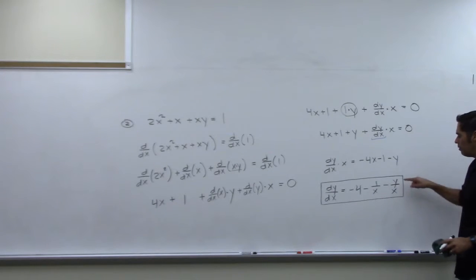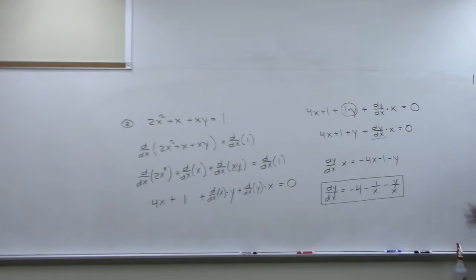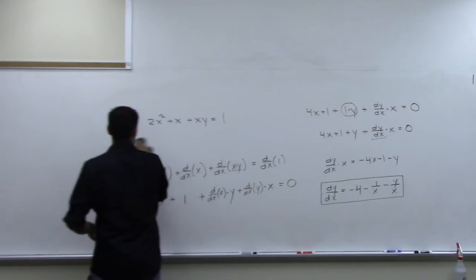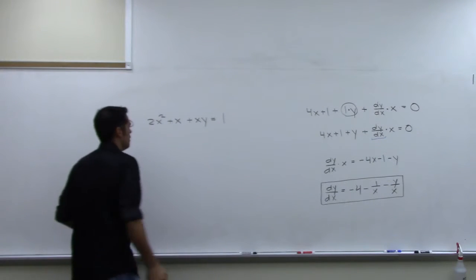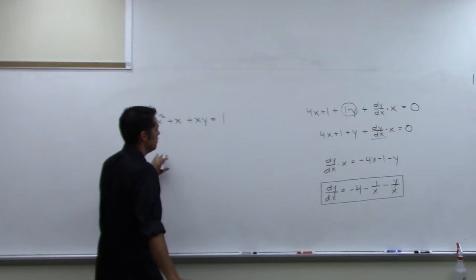Now I will go and replace this y in part C. Okay, so that's our implicit differentiation. Now they want us to do it without implicit differentiation, so they want us to actually solve for y first before we take the derivative and make it an explicit equation.